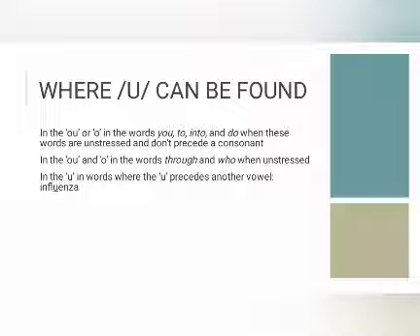Where can u be found? U can be found in the o or oo in the words you, to, into, and do when these words are unstressed and don't precede a consonant. It also can be found in the o and ough in the words through and who when unstressed. And in the u in words where the u precedes another vowel, for example in influenza.